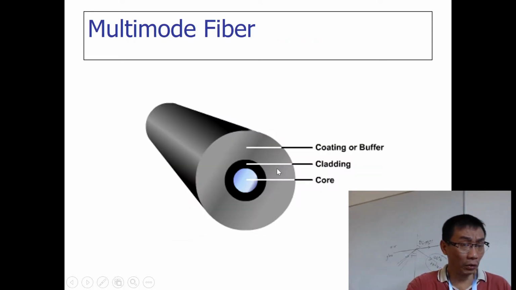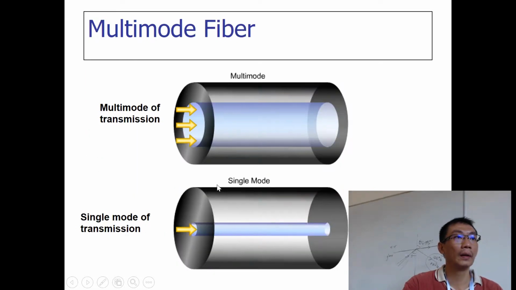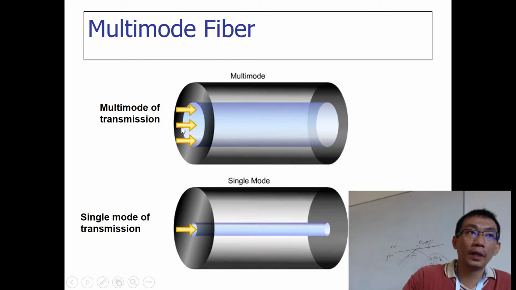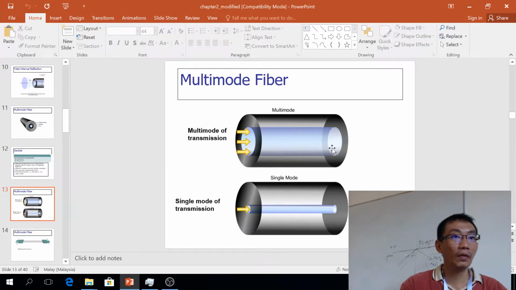This is an example of a multimode fiber. You can see a coating, cladding, and you have a core. So this is about dB. The formula for dB is 10 log10 of power final over reference, or 20 log10 of voltage final over reference. This one we're going to do later on. In multimode fiber, the core is very big. The core for multimode fiber is, what is it?